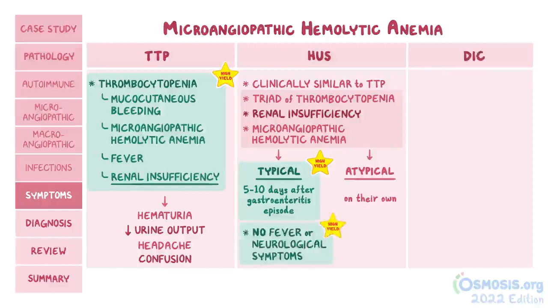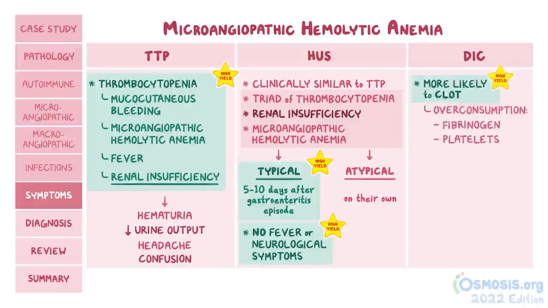In DIC, initially the patient is more likely to clot, and that leads to overconsumption of the coagulation factors, including fibrinogen and platelets. Then there's a period in which the patient is more likely to bleed, like from venipuncture sites.